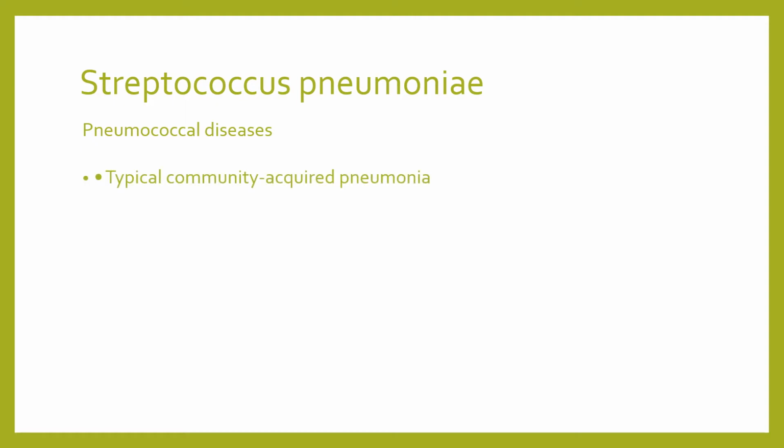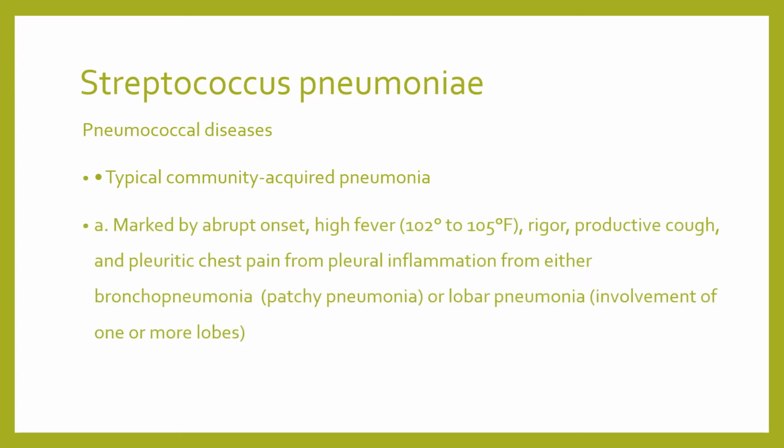So what are pneumococcal diseases? These are typically community-acquired pneumonias. How will they present to you in the ER or in your clinic? Your neighbor may come to you with cough and high-grade fever at 102 to 105 degrees, and they have rigor. What is rigor? Rigor is just chills. They have chills and a productive cough. Whenever they cough, they complain of chest pain. It's pleuritic pain. Even if you inhale deeply and then cough, it is so painful.